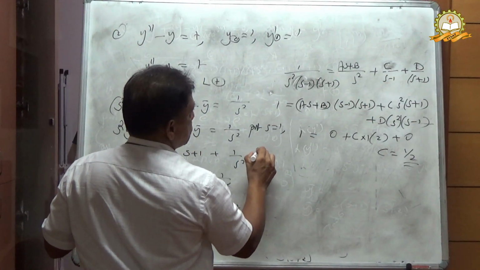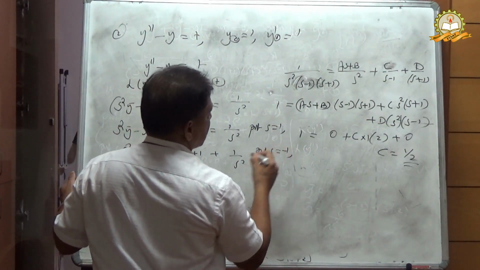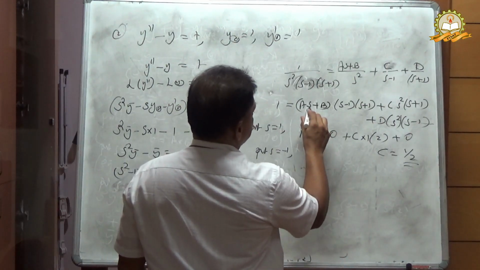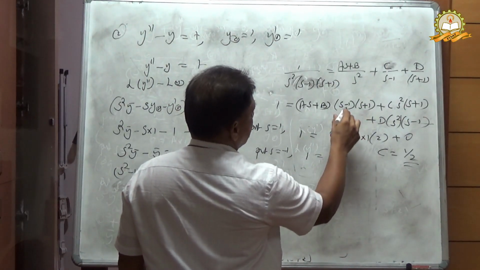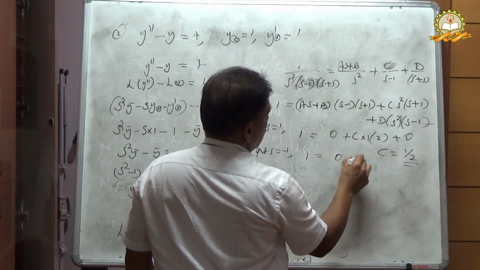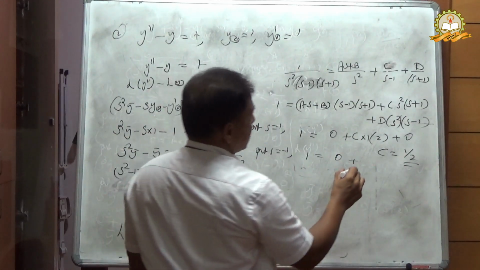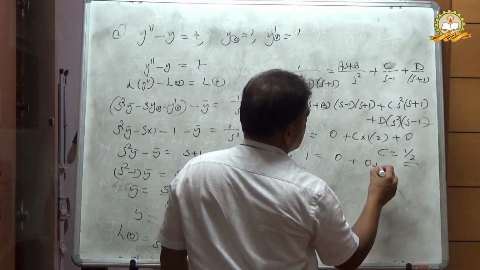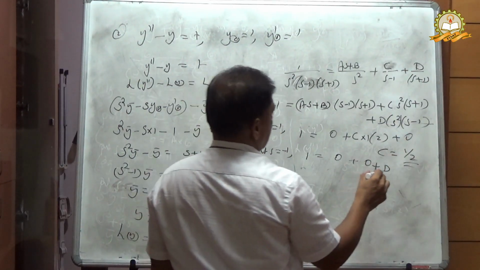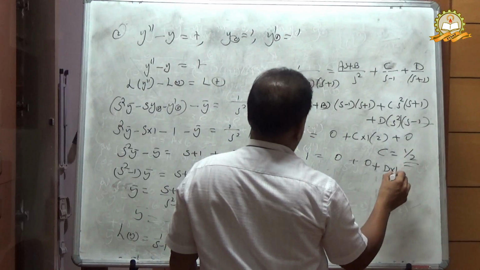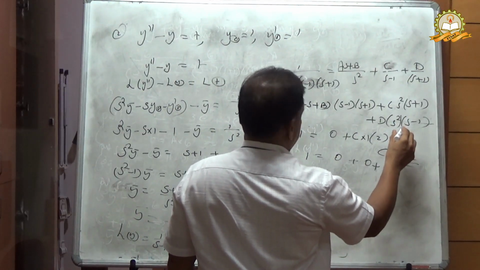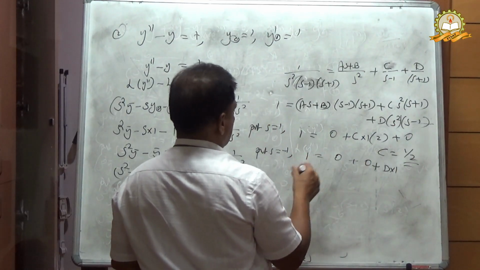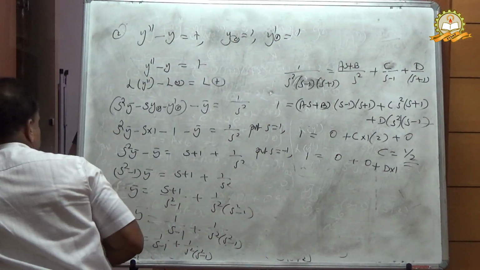Put s is equal to minus 1. When we put s is equal to minus 1, 1 is equal to the first term will be 0, since minus 1 plus 1 is 0. The second term will be 0. The third term d into s square is equal to 1, then minus 1. When we put s is equal to minus 1, we didn't get the value.